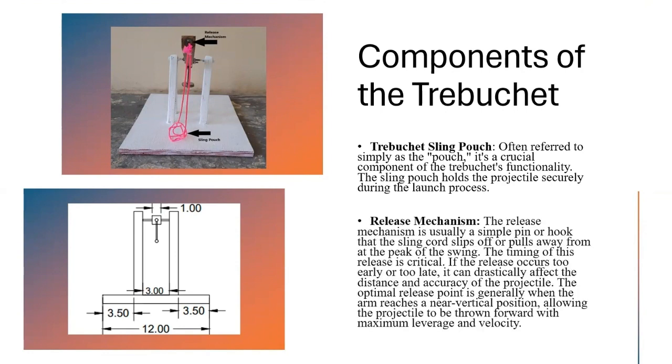And finally, we will have the release mechanism. The release mechanism is usually a simple pin or hook that the sling cord slips off or pulls away from the peak of the swing. The timing of this release is crucial. If the release occurs too early or too late, it can drastically affect the distance and accuracy of the projectile. The optimal release point is generally when the arm reaches a near vertical position, allowing the projectile to be thrown forward with maximum leverage or velocity.